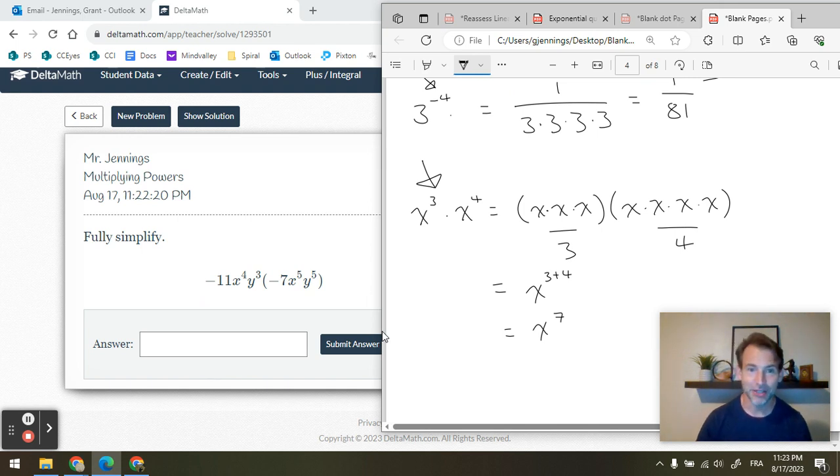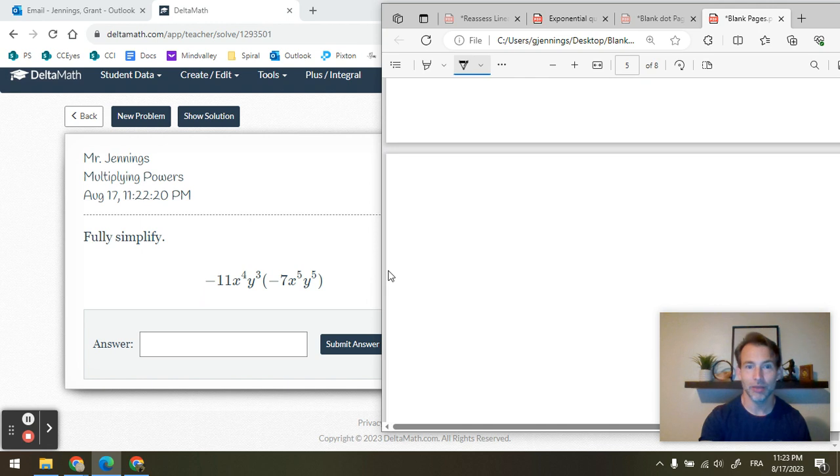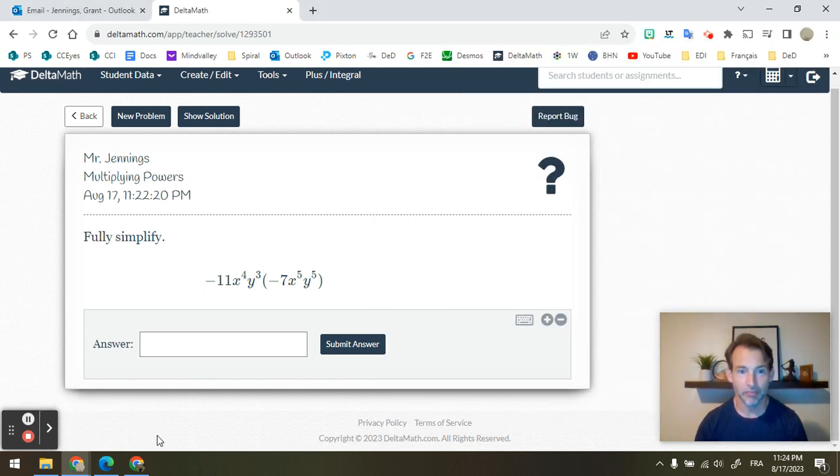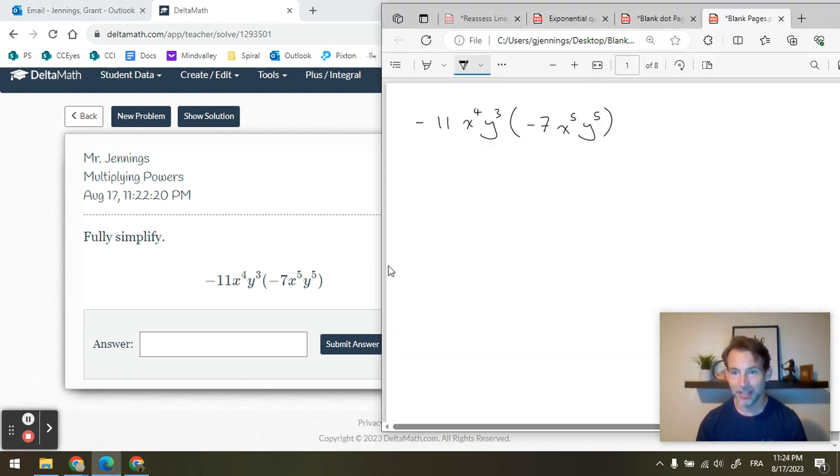Cool, right? So we can use that to simplify questions like the one on the left. Let's take a look at this example. Because multiplication can be done in any order, we can organize this in a much simpler way. It's equal to negative 11 multiplied by negative 7, so I can do the numbers at the same time, x to the 4 multiplied by x to the 5, and y to the 3 multiplied by y to the 7. You can write it down if you need to, to avoid errors.